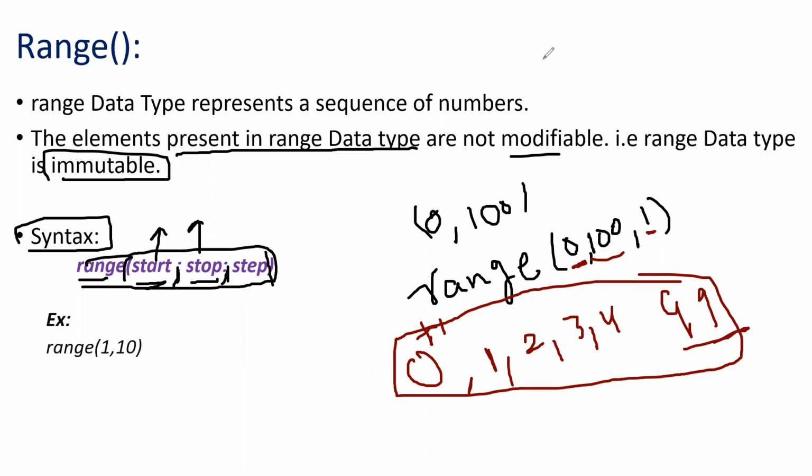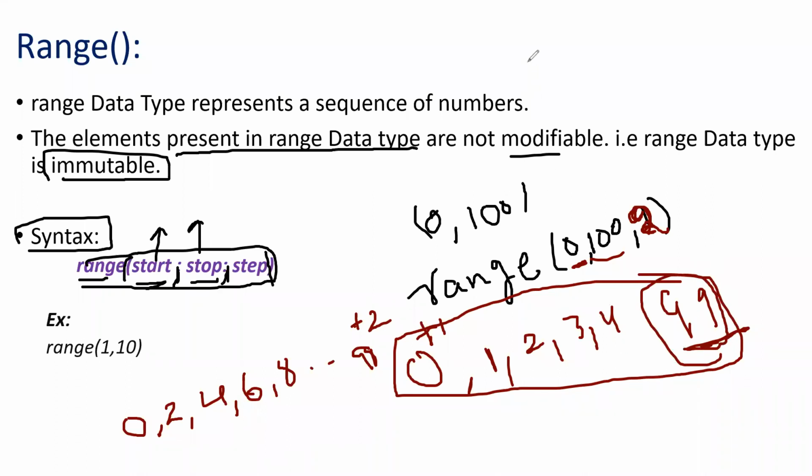If I change the value to 2, now the step is 2. So the start value is 0, and 0 plus 2 is 2, 2 plus 2 is 4, 4 plus 2 is 6, 6 plus 2 is 8. Like that it goes until 98, because after 98 plus 2 we'd have 100, but 100 is not in the range values because only the last value is 99.